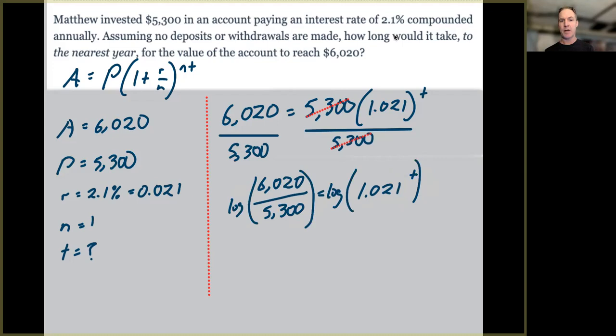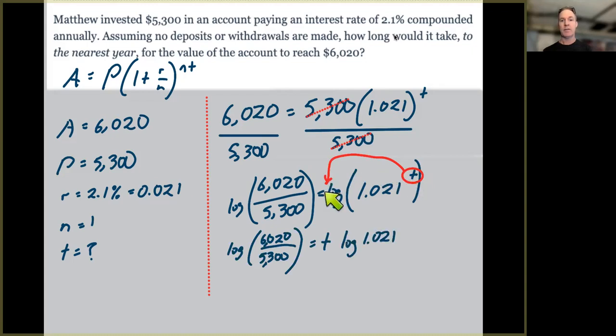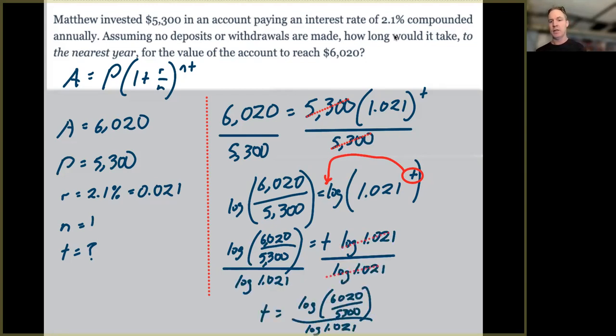If I take the log of both sides, and I used log base 10, you could use natural log, which is log base e, as long as you're consistent as to which base you use on both sides. Then I can move this t with my logarithm rules. I can put the t up front. So the log of 6,020 divided by 5,300 equals t times the log of 1.021. Now this is multiplication. I can divide both sides by the log of 1.021, which gives me t equals the log of 6,020 divided by 5,300, divided by the log of 1.021.